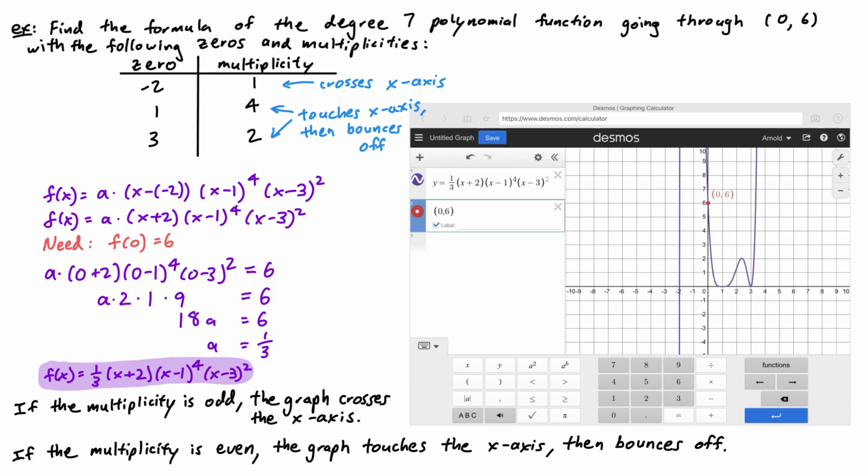So in this video, we learned about the multiplicities of the zeros of a function. We learned how to write the formula for a function when we're given the zeros and multiplicities, and we also saw how the multiplicities affected the behavior of the graph at the x-intercepts.